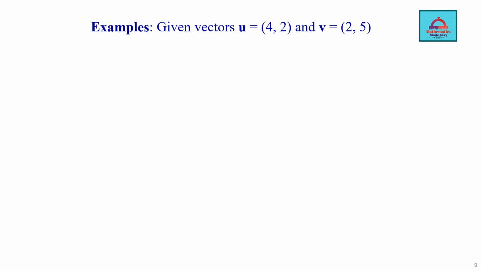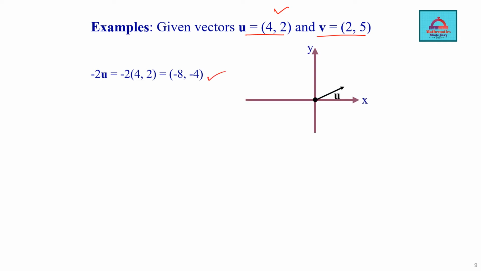So you get this. Subtraction means the components will be subtracted. And let's take an example. Two vectors are given, u and v, with the components. You have to find minus 2 times u. It means you take this vector u and multiply by negative 2. So the answer is this. If you want to do the graph, u is here, minus u will be in the opposite direction. So minus 2u is double the magnitude but in the opposite direction.